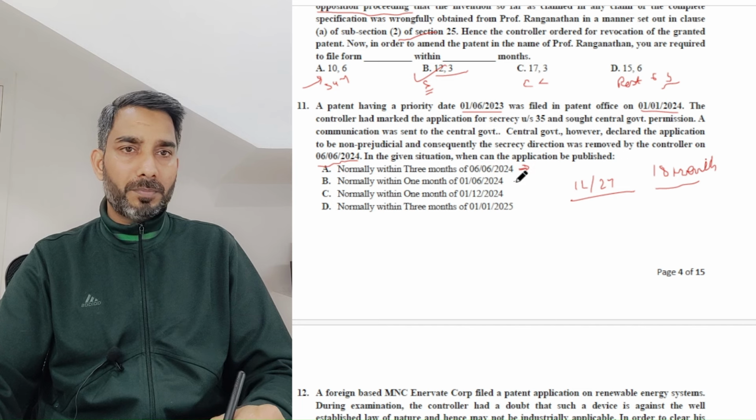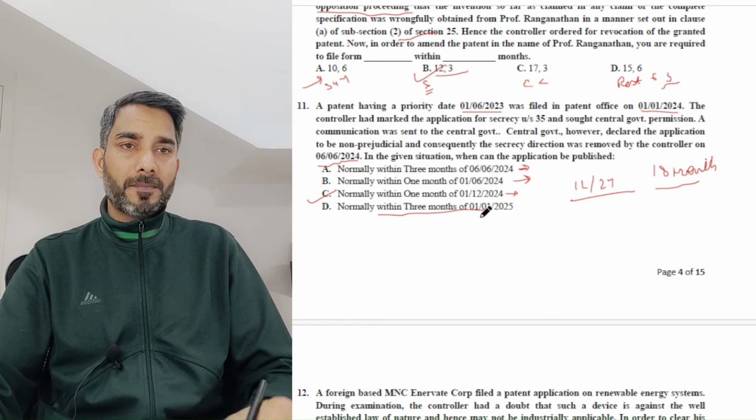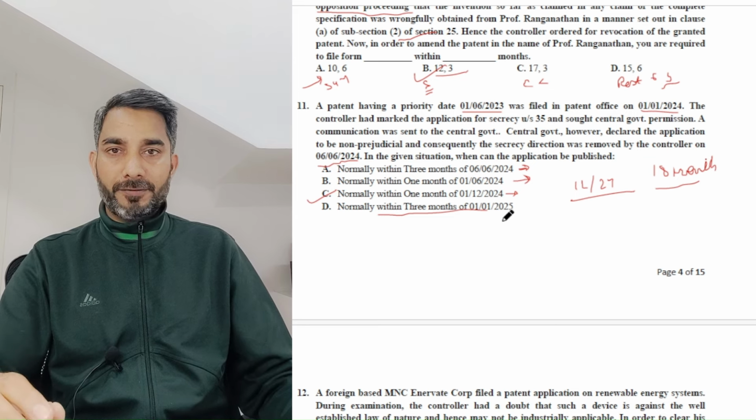So normally within 3 months, no, 18 months are not over here. Normally within 1 month, nope. 18 months are not over. Normally within 1 month from 1/12/24. Yes, this is correct. This is a bit delayed. This is the earliest. So C is the answer. I hope this is clear for you guys.